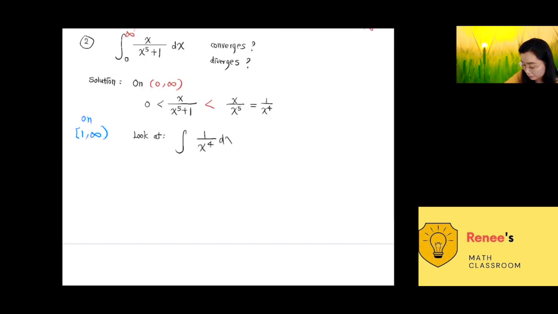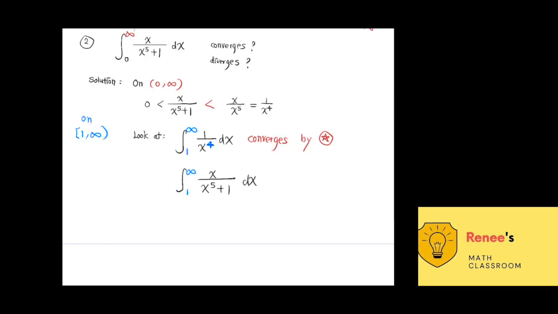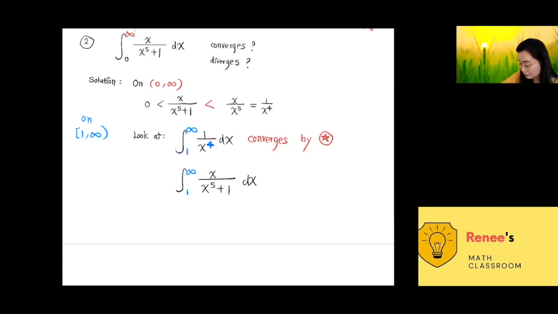On 1 to infinity, we look at this integral of 1 over x to the 4th power, x goes from 1 to infinity. It is convergent because the exponent on this x is 4, which is greater than 1. By the comparison test, this integral of x over x to the 5th power plus 1, x going from 1 to infinity, will be convergent also because it is a positive function below 1 over x to the 4th.